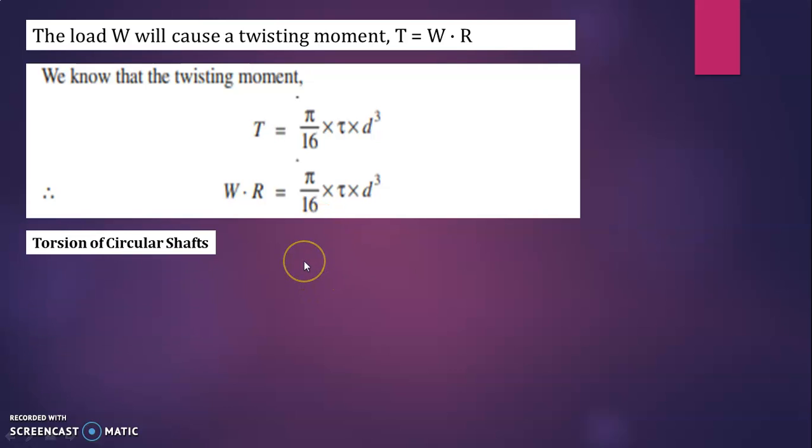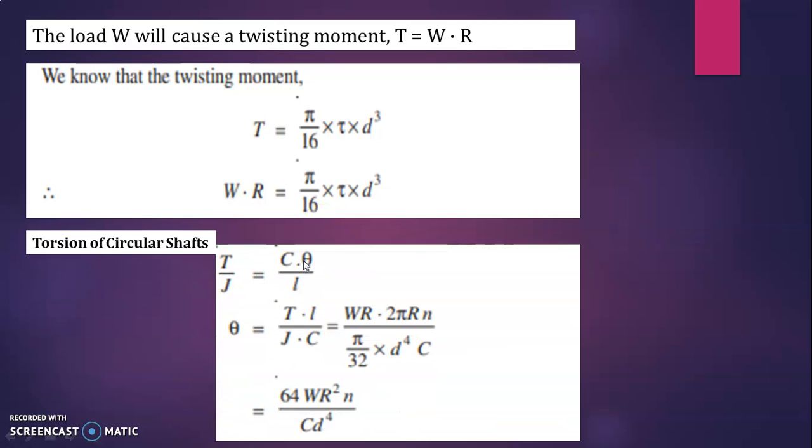Okay, next we will see torsion of circular shafts. In yesterday's practical class, I mentioned what torsion is and what the torsion equation is. The torsion equation is T divided by J is equal to G, you can write G or also C, theta divided by L. There is one more term, equal to tau divided by R, but we use only these four terms. So T divided by J is equal to C into theta divided by L.